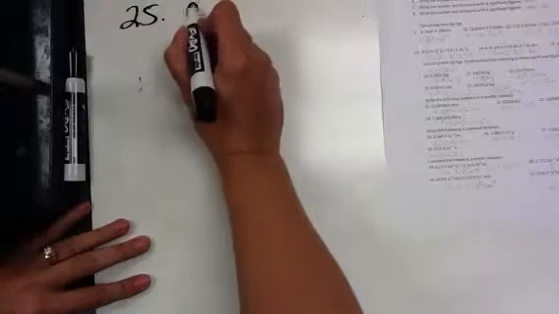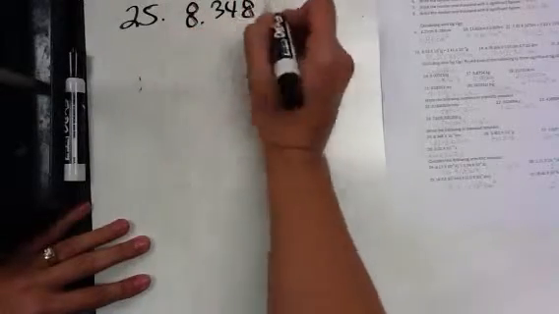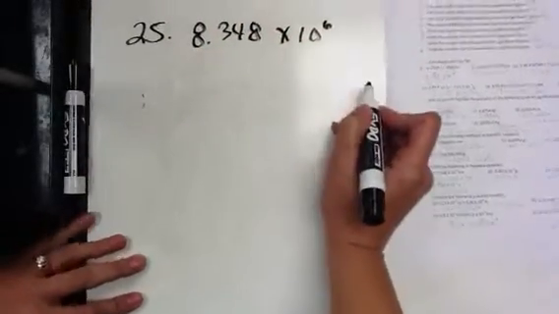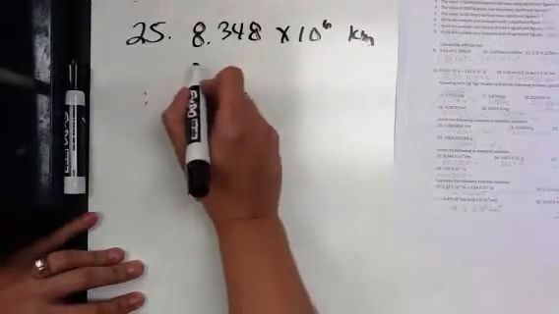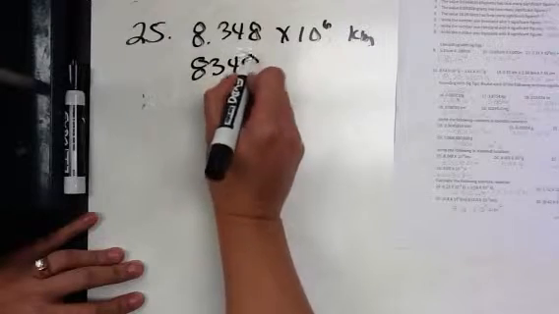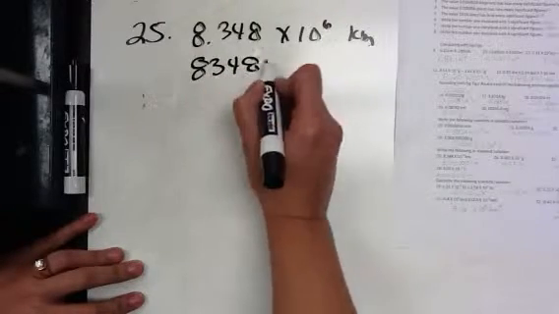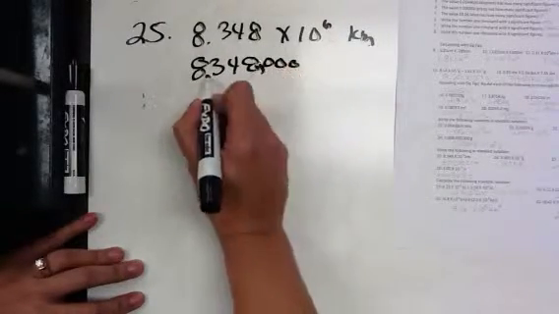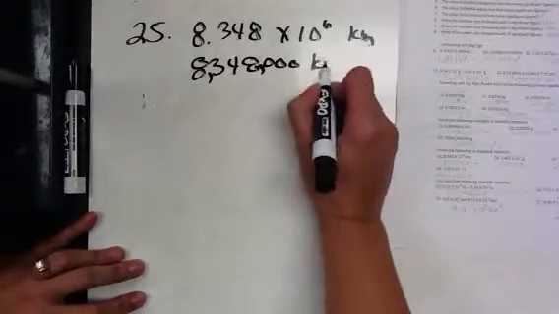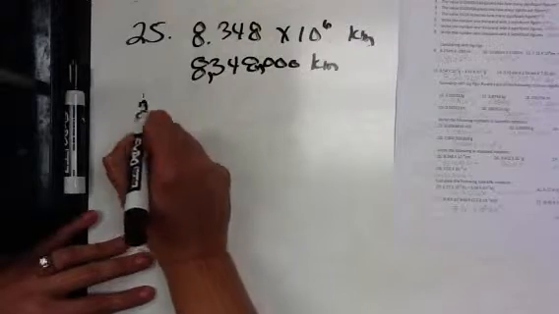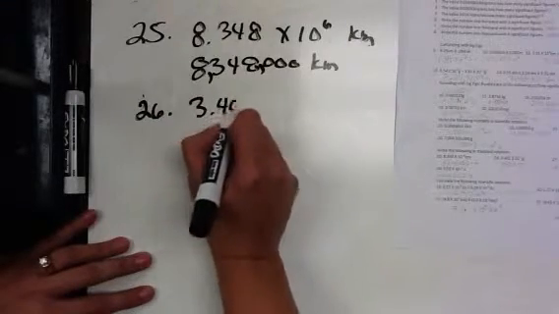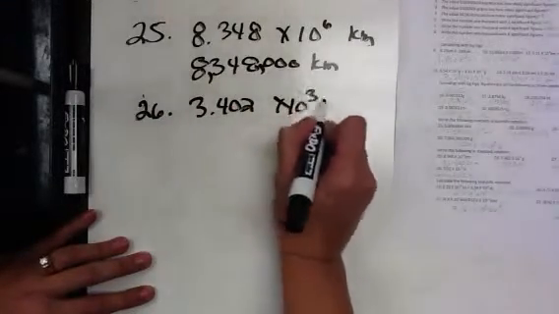Alright, so problem number 25. We are writing the following in standard notation. So we've got 8.348 times 10 to the 6th kilometers. If I'm writing that into standard, times 10 to the 6th is going to be 8,348, so 1, 2, 3, 4, 5, 6. Put your commas back in. 8,348,000 kilometers.